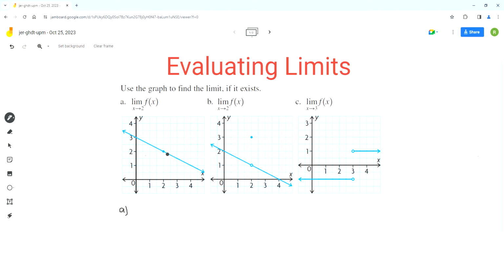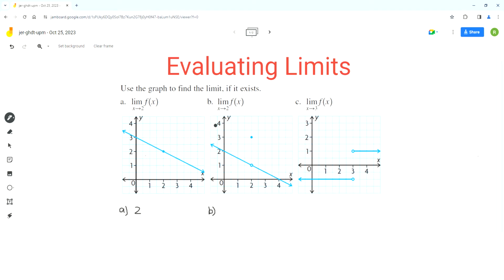That means the limit for this function as x approaches 2 is equal to 2, because that's the left hand and the right hand limit, and since they both equal the same value, that's the limit value for this function as x approaches 2. So now we can analyze part B.